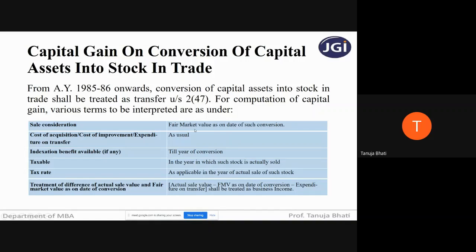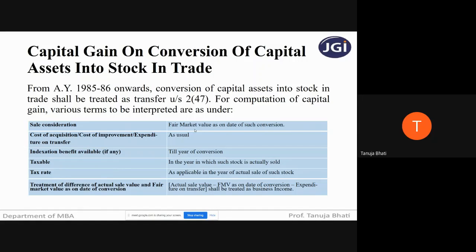So once again, this is very, very important, students. Once again, I'm repeating this particular concept. When any capital gain is arising on conversion of a capital asset into stock in trade, it means it is a transfer, okay, then it is liable to capital gain tax. So two sets of incomes will arise. One is a capital gain, one is business income. Now, capital gain and business income, both you will compute in which year? In the year when your stock is actually sold.